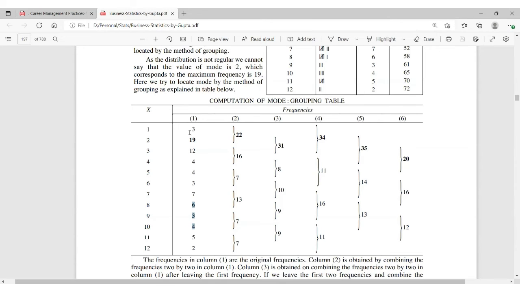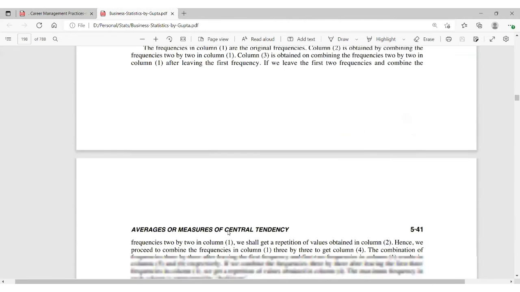In 6, leaving first 2, 3 or 19, then add next 3s, group in 3s, that is 12 plus 4 plus 4. That is 20. 3, 7, and 6. 16. 3, 4, and 5. 12. And so, right?